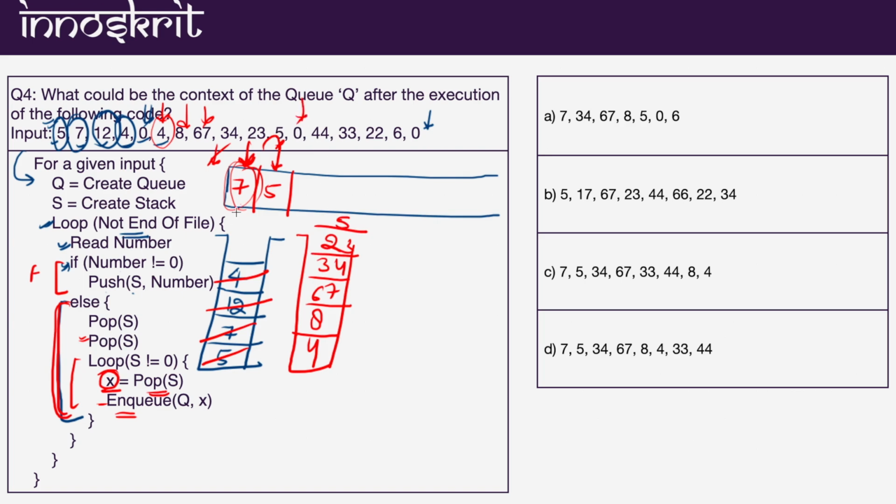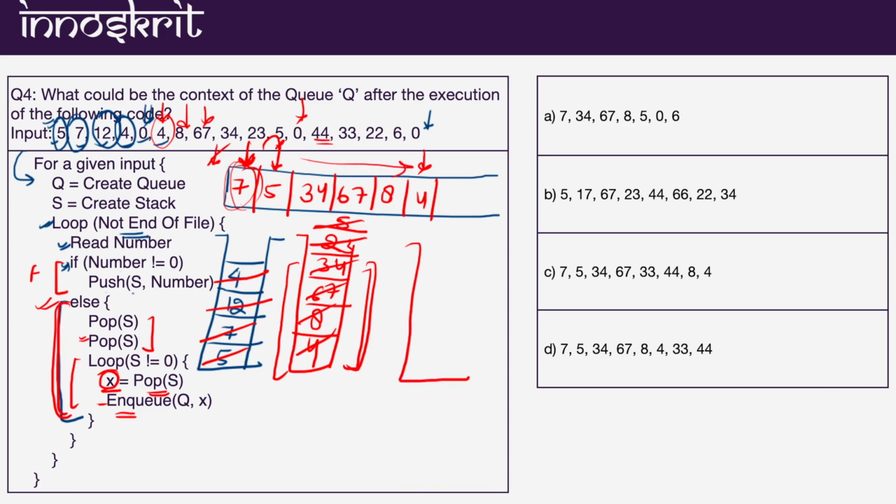Now 0 is encountered. When 0 is encountered, it says pop 2 times. So 5 and 23 will be popped, and then all the values will be enqueued into the queue: 34, 67, 8 and 4. Fine. Now 44 is encountered. First of all we popped these values and then we enqueued them into the queue. Now 44 is encountered, 33, 22 and 6, and then we have encountered 0.